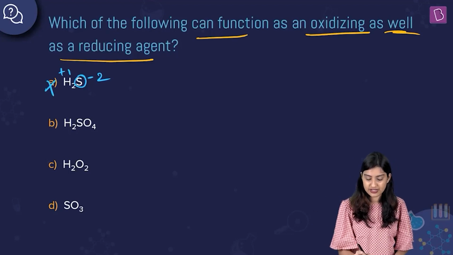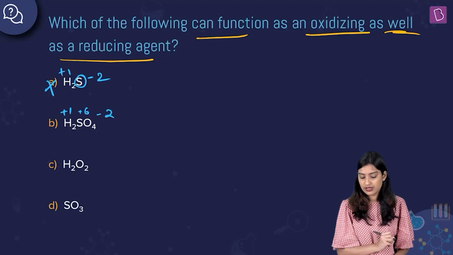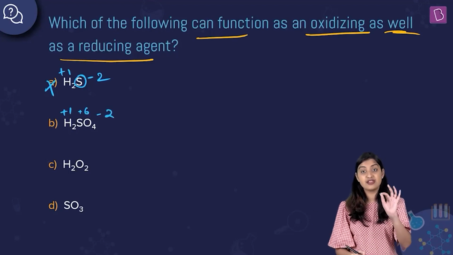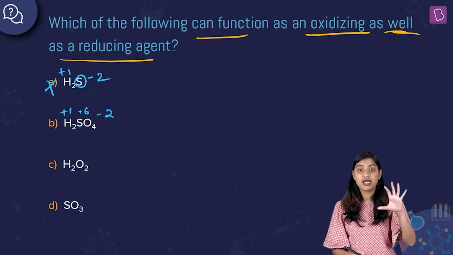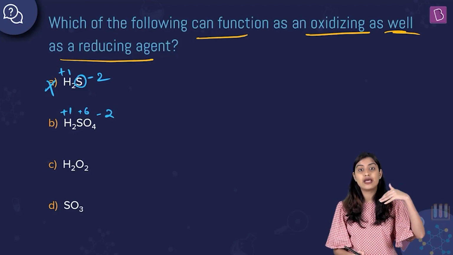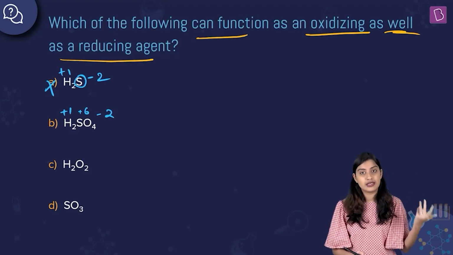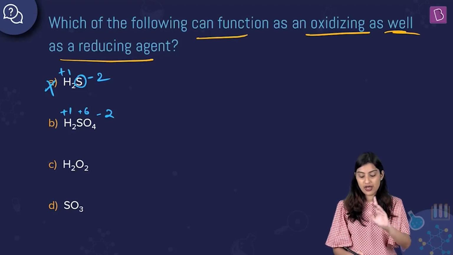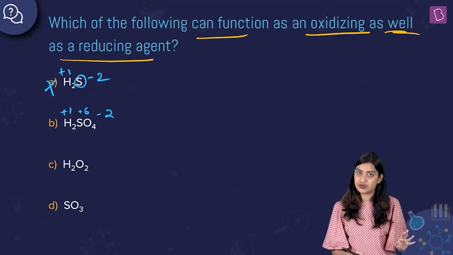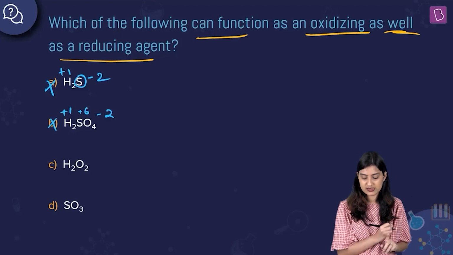Option B, H2SO4. You have hydrogen as usual in +1, sulfur in +6, oxygen in -2. Here sulfur is in the highest possible oxidation state, which is +6. It cannot go any higher than this. Lower, yes, it can. So it can get reduced and act as an oxidizing agent, but it cannot act as a reducing agent. So this can also be discarded.